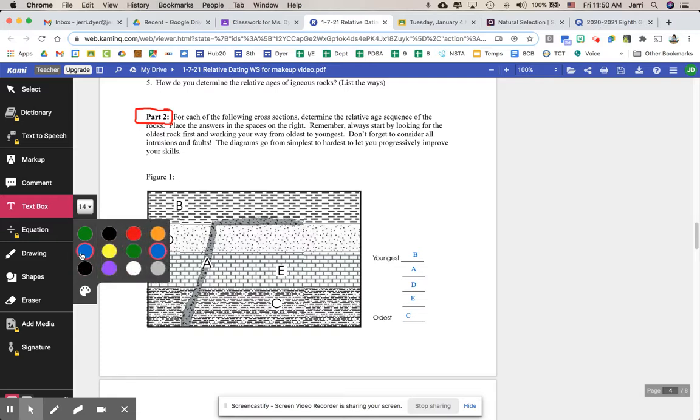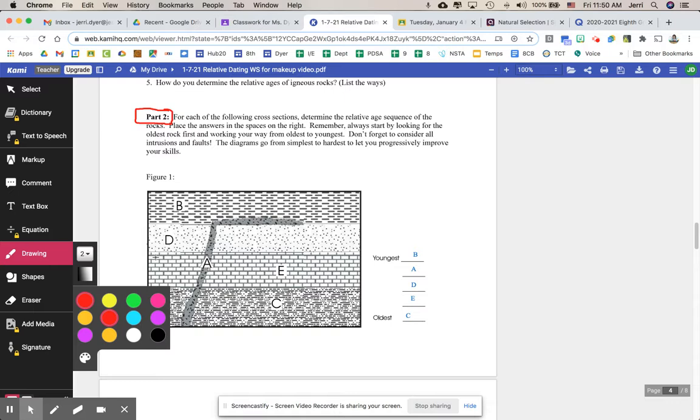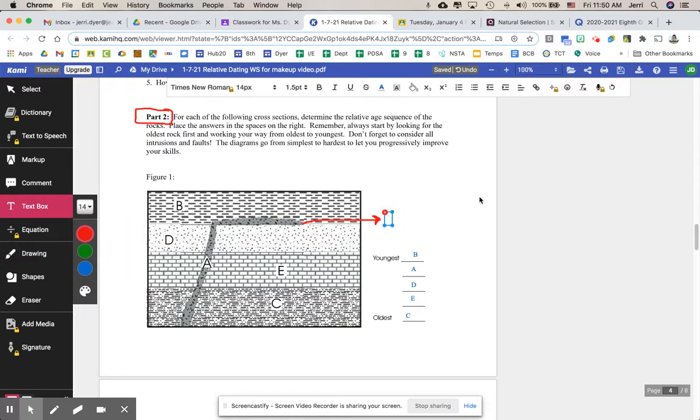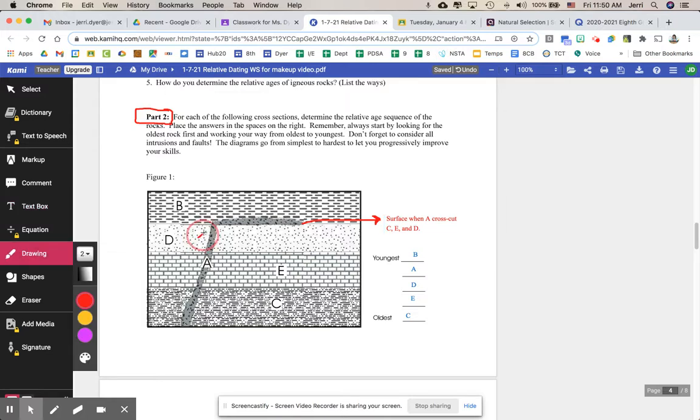And remember that anytime you're looking at an intrusion, and that's what this is, that intrusion can run along the surface of the Earth. So at this point in time, what you see here is that this was the surface when A cross-cut C, E, and D. So right here you would have some lava. And this right here is our hint.